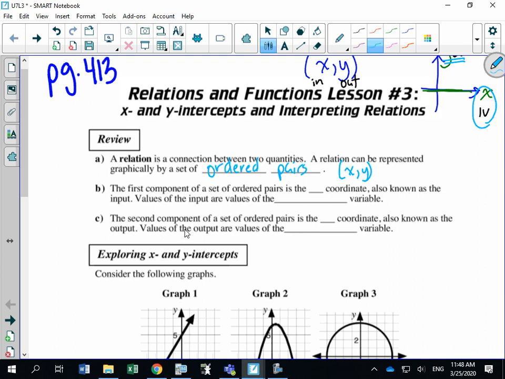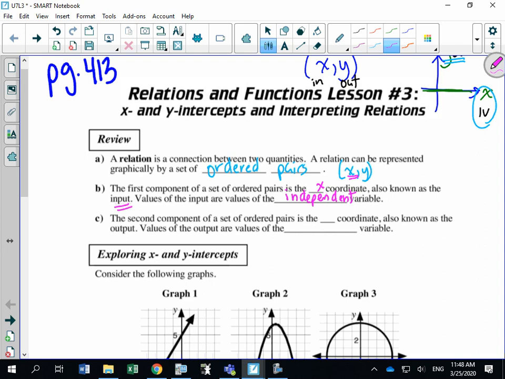The first component of a set of ordered pairs, so what's the first component? That is the x coordinate, and it is also known as the input. Inputs are values of the independent variable. So inputs are independent, I and I.